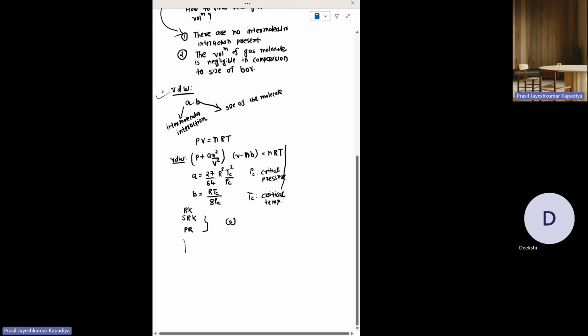So what is a compressibility factor chart? That is nothing but the chart of Z versus P.